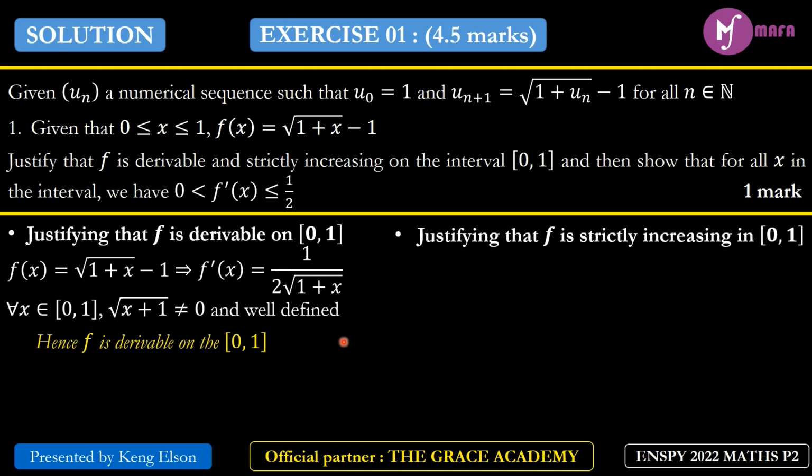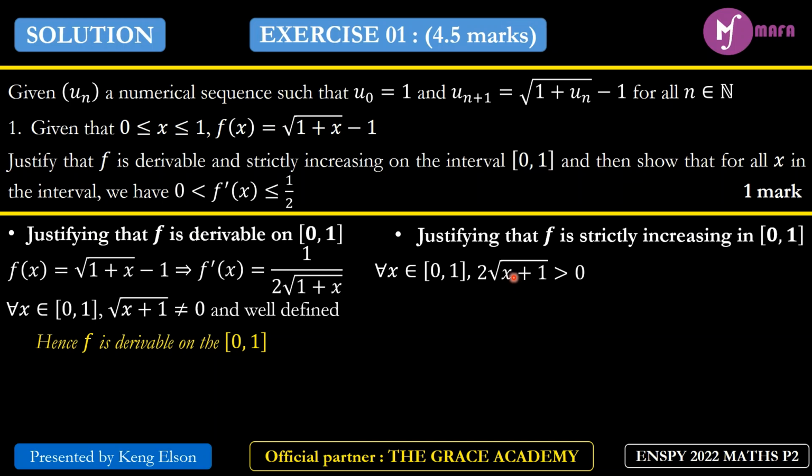Now what about justifying that f is strictly increasing in that interval? For all x in that interval, we have seen that our f prime is equal to 1 divided by 2 times the square root of x plus 1. If a function is strictly increasing in an interval, it means that its first derivative is strictly positive, meaning greater than 0. So we now need to verify that this expression is greater than 0. Clearly, the square root function is nonnegative, and it can be 0 only if the argument, x plus 1, is 0. For x plus 1 to be 0, x should be negative 1. But in this interval, x cannot take negative 1.